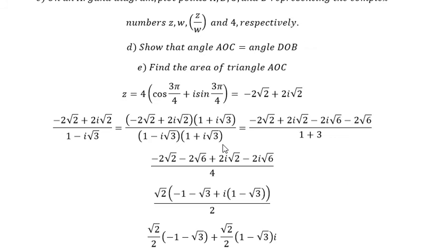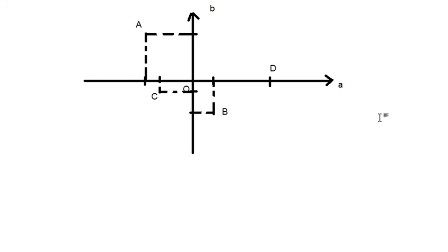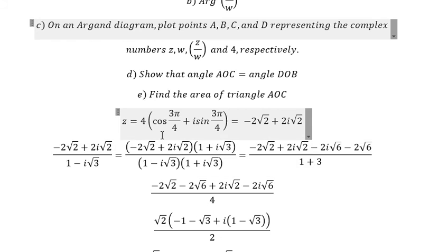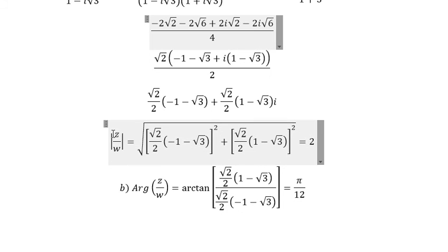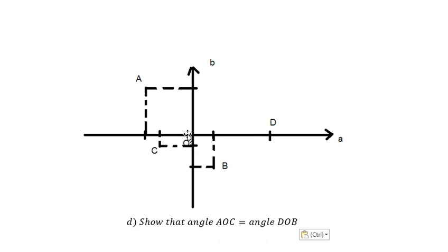So the next one, we need to show that angle AOC equal to angle DOP. So we have the diagram in here. So to find the angle AOC, we just find OC, that is from the argument in here. This one we just find about P over 12. Now we need to find the argument of A.